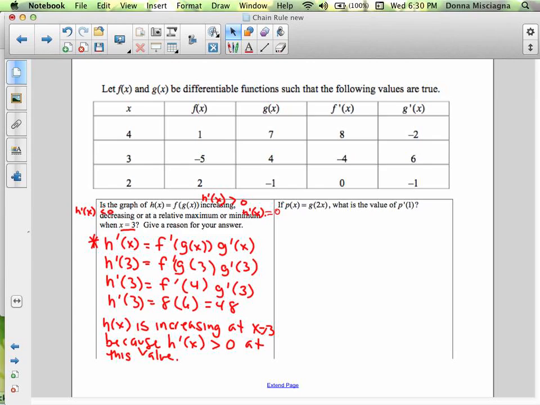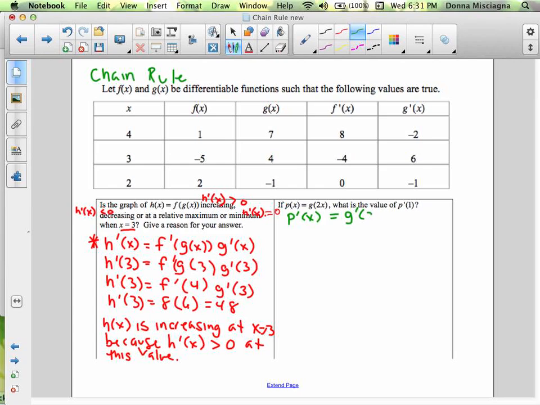All right, so p of x is equal to g of 2x. What is the value of p prime of 1? All right, so we've got 2x. We've got a function inside another function. This will be the chain rule. Right? So both of these were the chain rule. Maybe I should write that up there. Right? Anytime you've got composite functions, it's going to be the chain rule. So p prime of x is going to be equal to g prime of blop times the derivative of blop. And this time the blop is a 2x.